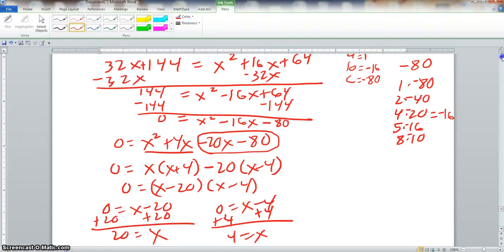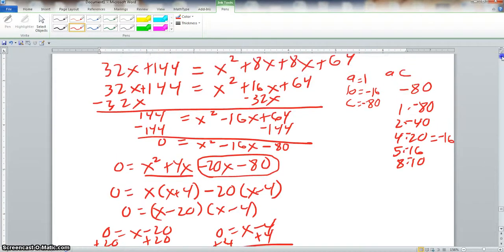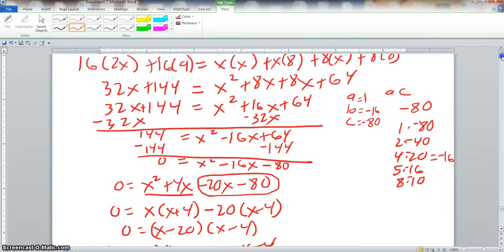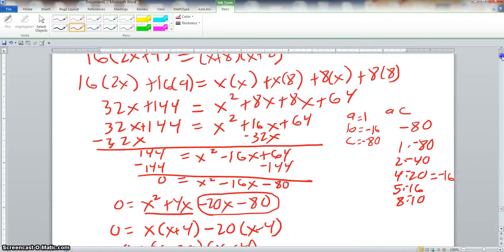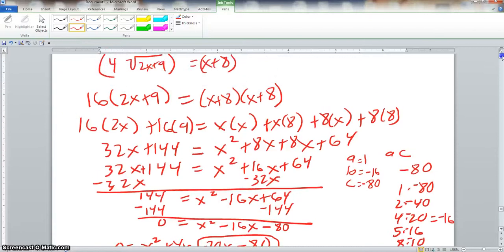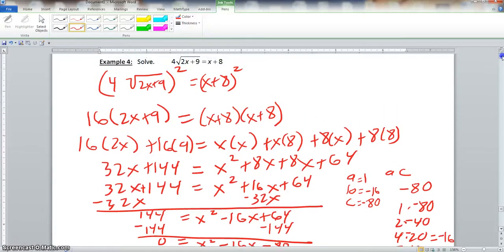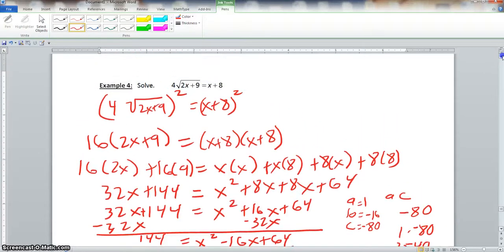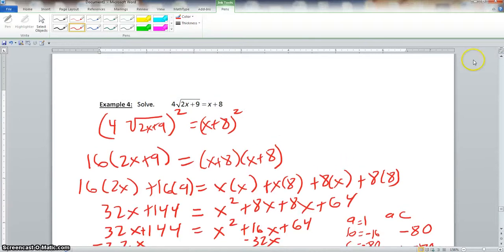Now we have to go back and check to see if both of these answers work before we declare that these are our answers. So we go back up to the original problem, and we're going to substitute in 20 for x, and then we'll substitute in 4 for x. And it just so happens that we have some room here for the substitution. So let's start off with the 20.